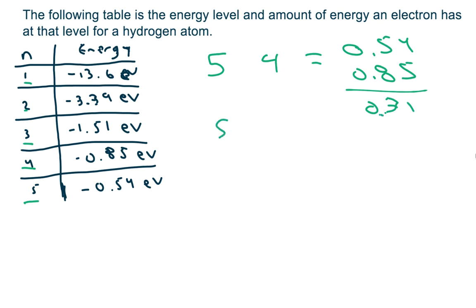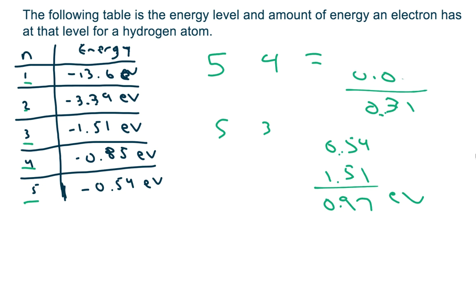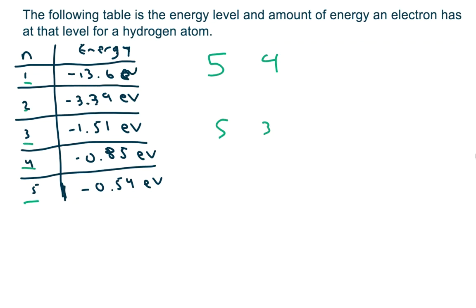It could start off at n equals 5 and jump down to n equals 3, which means it would start at 0.54 and it would go to 1.51, which gives a value of 0.97 eV, which is a different amount. Now, basically, what's going to happen here is that you have all these different transformations, and each transformation is a different amount of energy being released. So I'm going to try to name them off for you. So you have to start from high and go on to low.